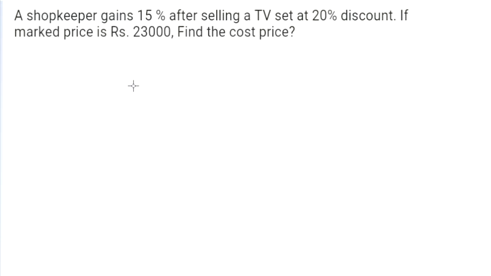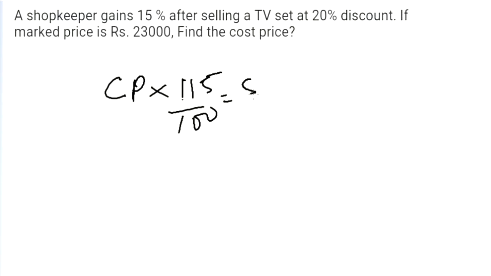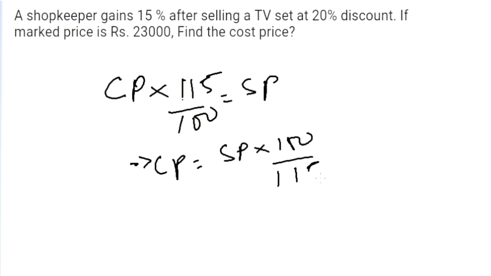Let me write this first. Here, one thing you need to understand is that this is a one-step solution. But before that, let me explain. CP, right? CP into, let's say this is 15% gain, CP into 115 will give you SP, right? So this basically means CP will be SP into 100 by 115.